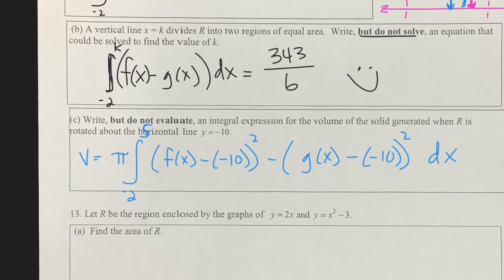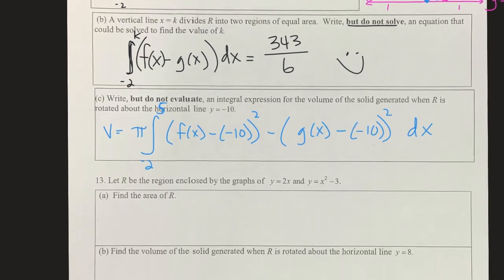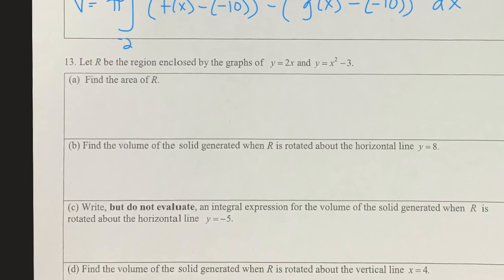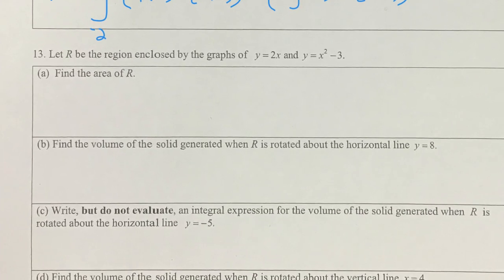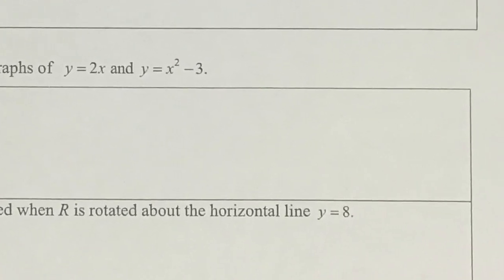So once again, don't solve, just write it down, okay? So fairly okay stuff. Now number 13 has two different equations. Find the area of R. So once again, let's do a little sketch. Because being able to see what these graphs look like, we can tell which one is above and which one is below. Okay, because it's important to know which one's above and which one's below, and where they intersect.